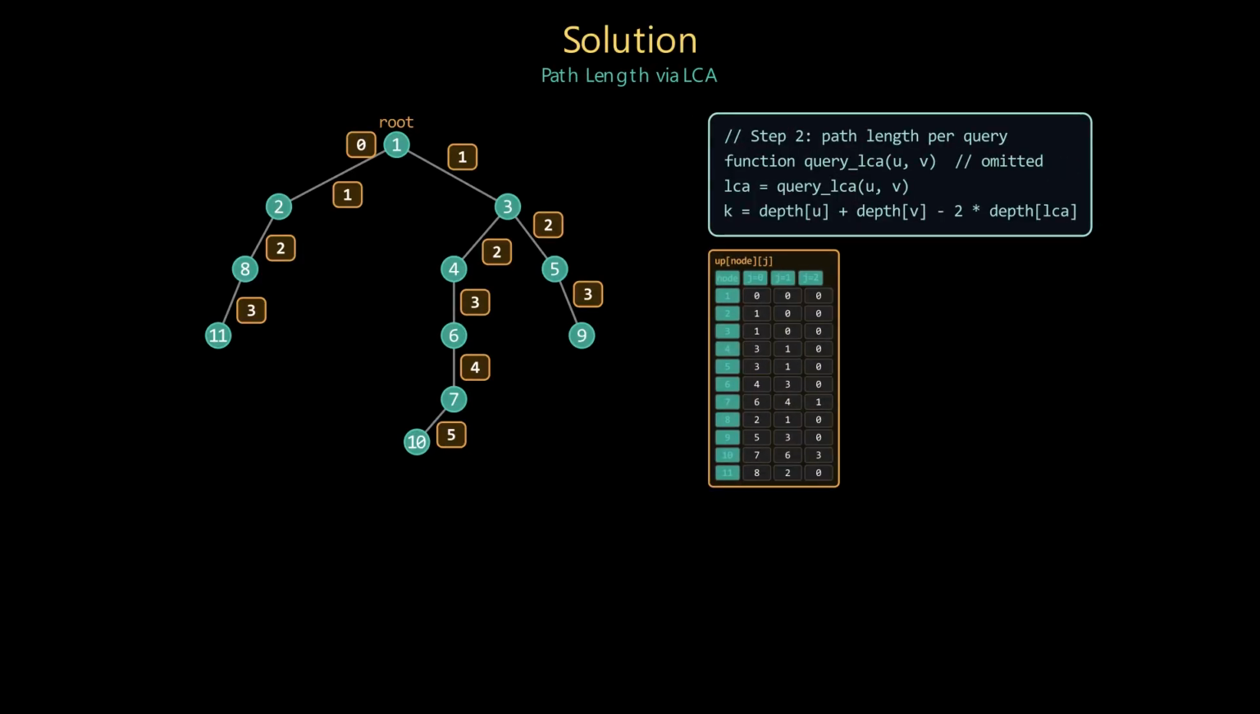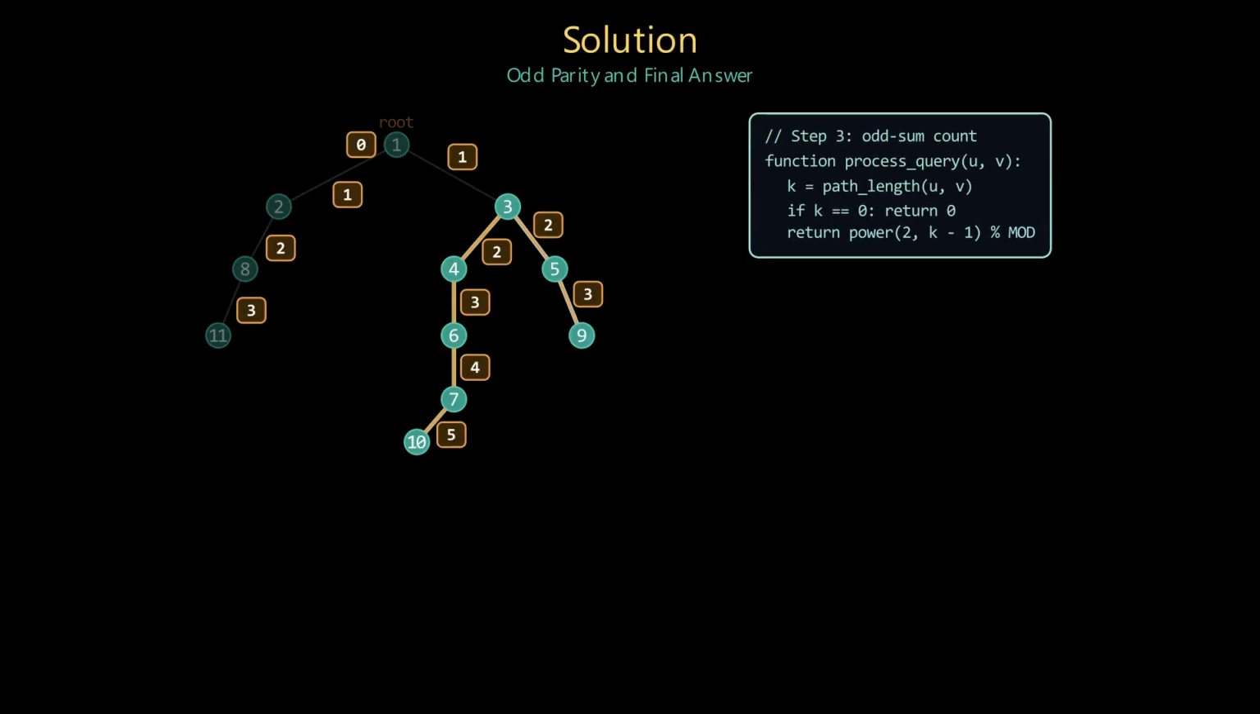Each query calls query_LCA to find where the 2 paths meet. Path length k is depth of u plus depth of v, minus twice the depth of the LCA, that removes the overlapping top segment cleanly. Half of all weight choices on k edges give an odd total. So the answer is 2 to the k-1. We compute that with fast modular exponentiation and return it for each query.